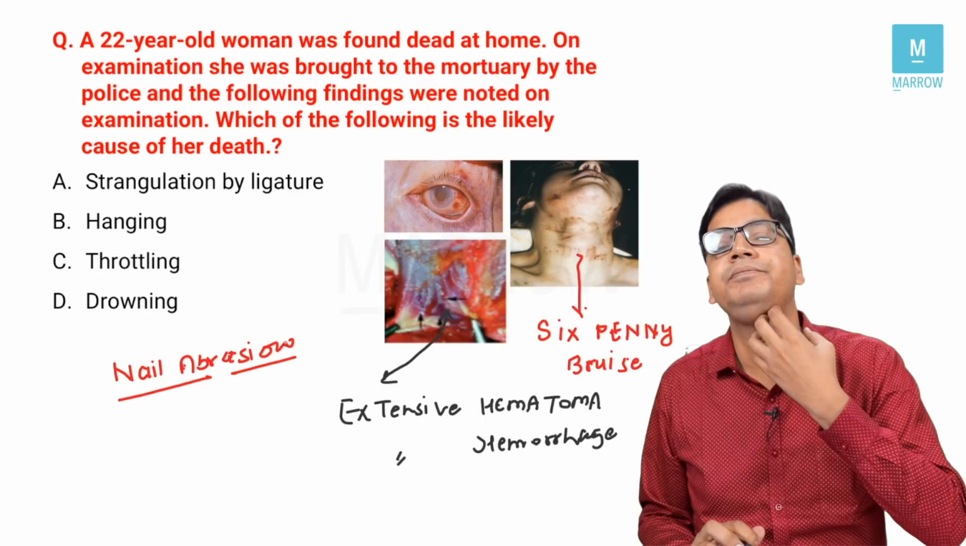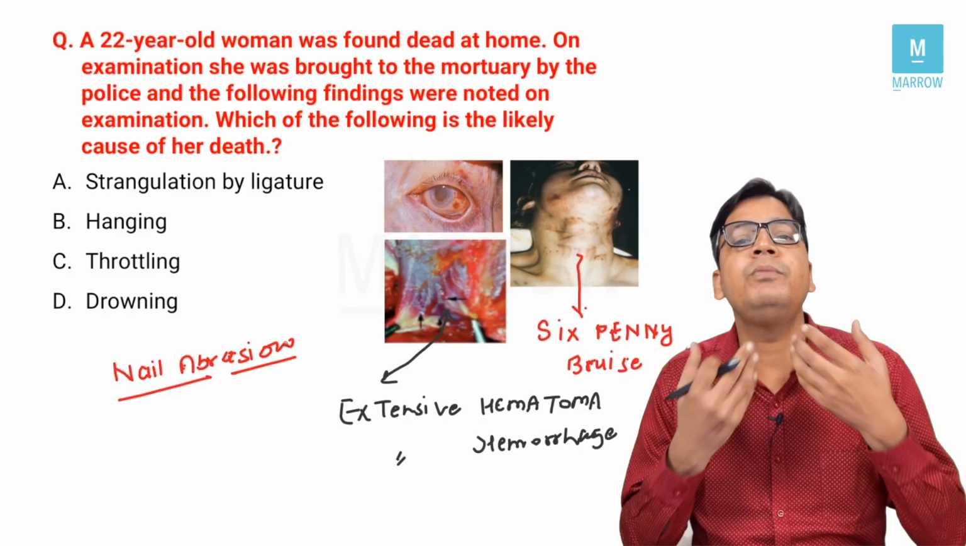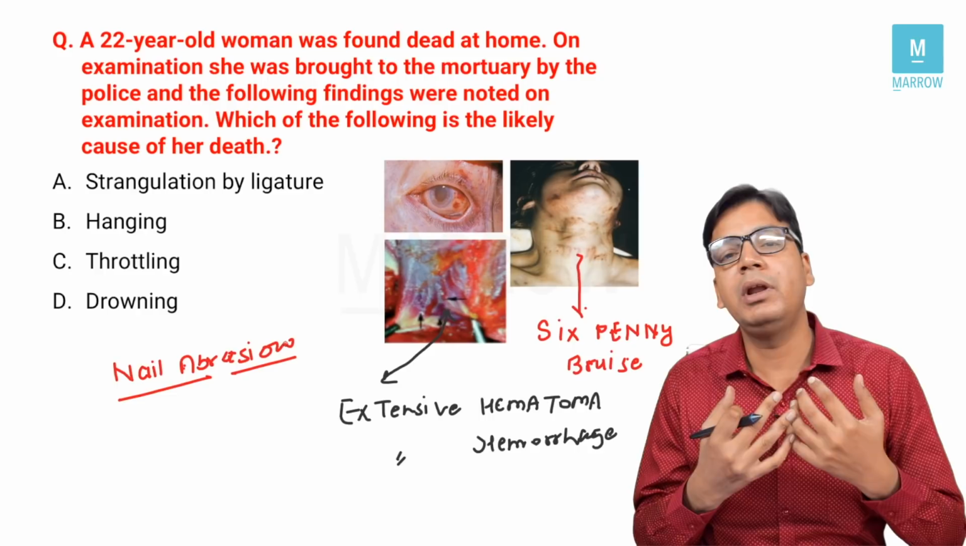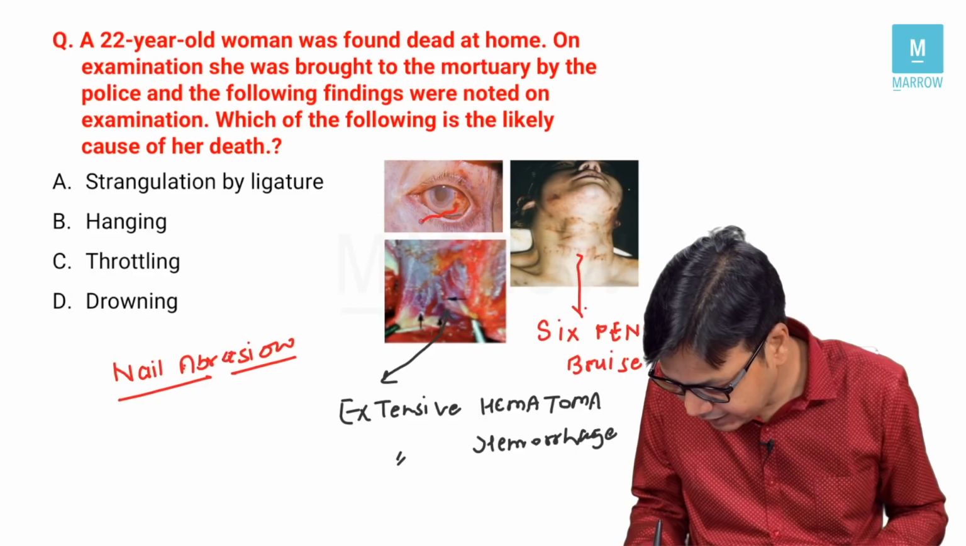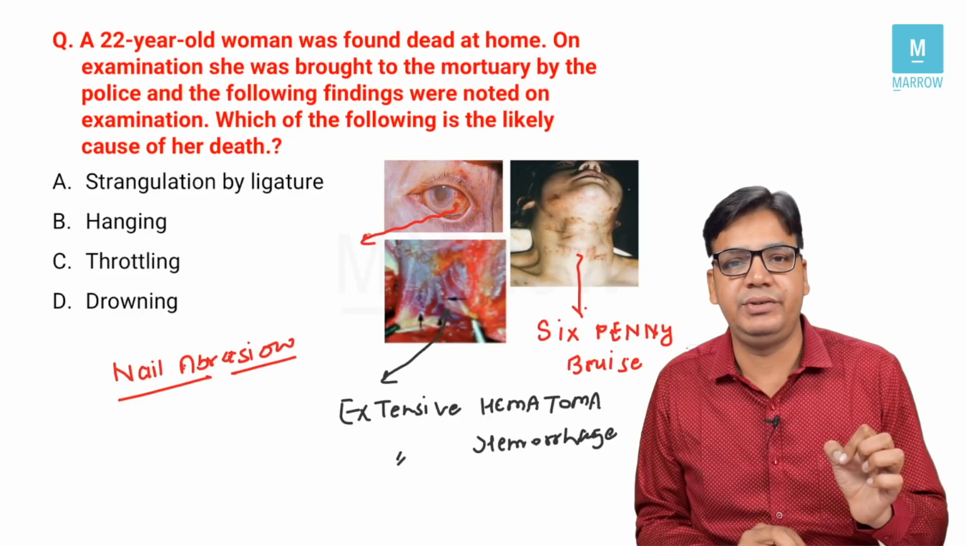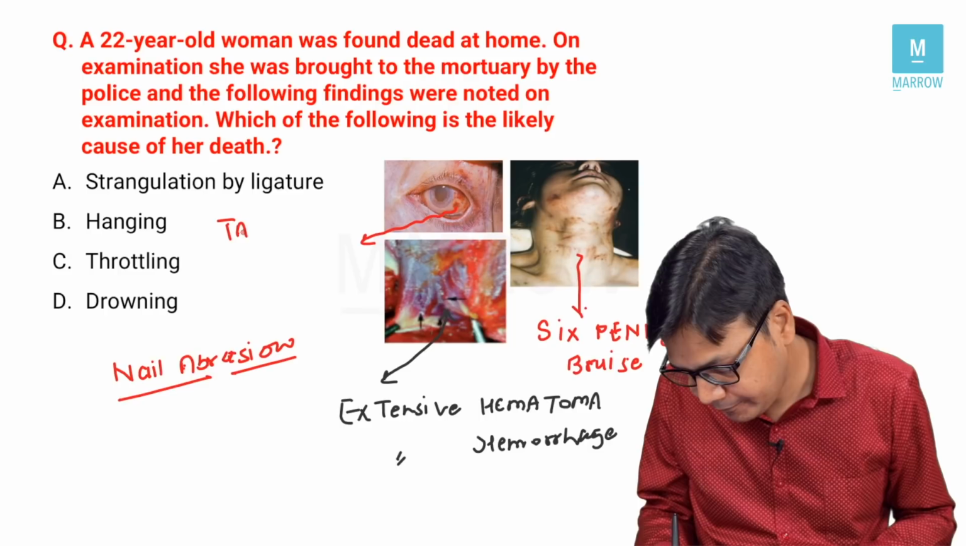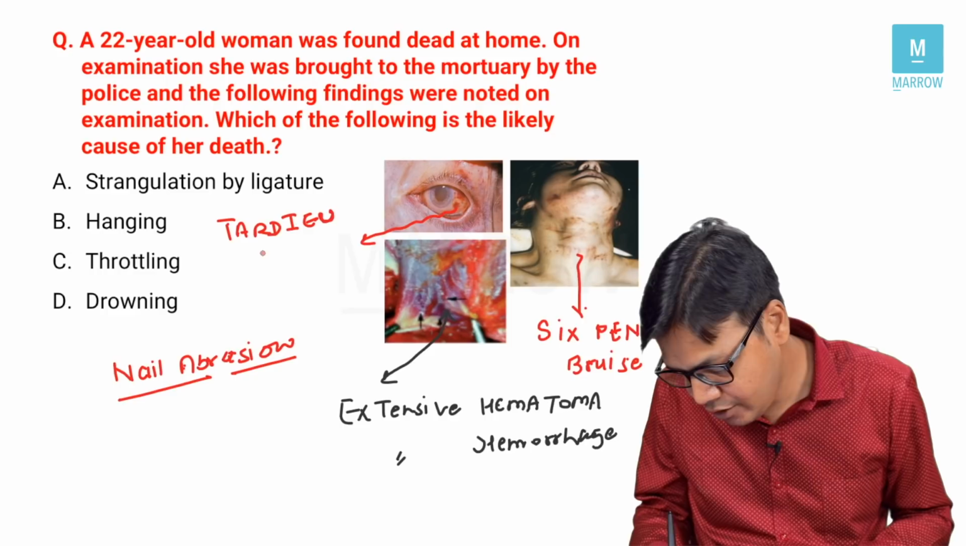So nail abrasion, multiple bruise. After dissection, you will find extensive bruising beneath the skin, all over the strap muscle, all over the submandibular gland. Now, sir, what is this? Yes, this finding. These are small petechial hemorrhages, mainly seen in conjunctiva. These are known as Tardieu spots.